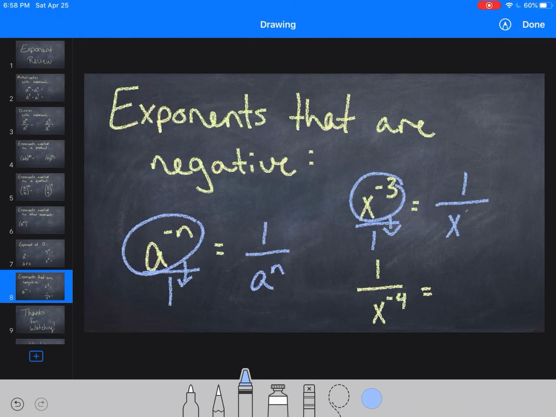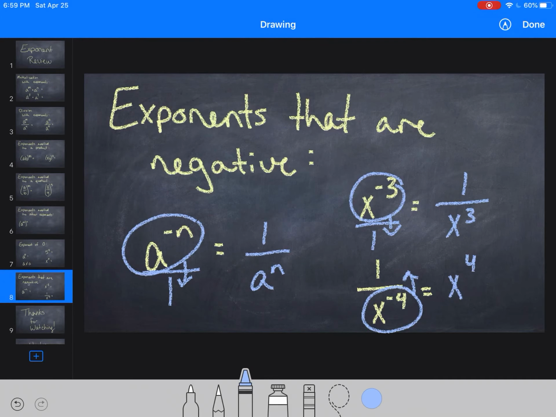So if I have x to the negative 3, I'm going to put it over 1, and I'm going to move that x to the negative 3 to the denominator, and I would end up with 1 over x to the 3rd. And now it's a positive exponent. And remember, when we move it, we cannot leave it blank in the numerator, so that's how come we put the imaginary 1 there.